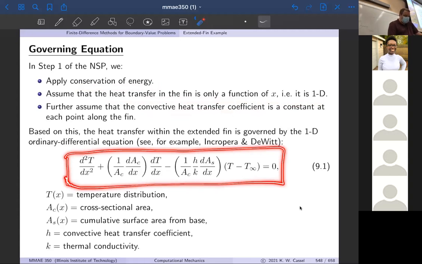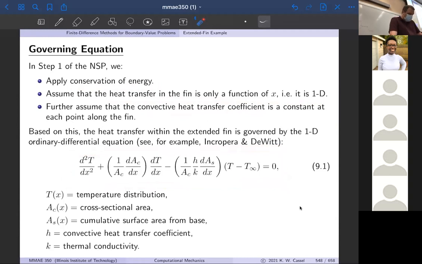You'll find this equation in most any undergraduate heat transfer book. So mine is in Incropera and DeWitt, and that was a classic for many years. I don't know what you guys use. This is MMAE 323. You probably haven't taken it yet. So in any case, this is a very common equation. You'll find it in any of those books. You'll see the derivation of it.